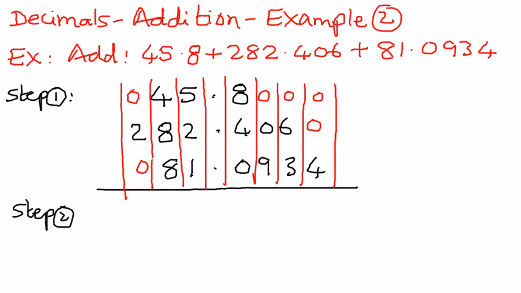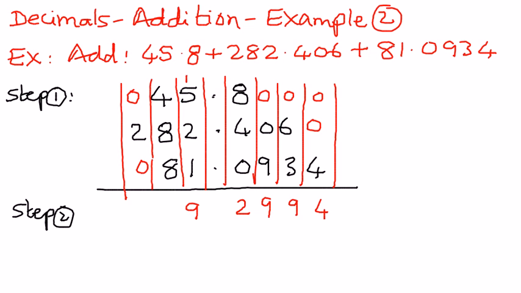So 0 plus 4 is equal to 4. 6 plus 3 is equal to 9. 9 plus 0 is equal to 9. 8 plus 4 is 12. So we carry the 1 and then bring down the 2 there. And then we have 5 plus 1 is 6. 6 plus 2 is 8. 8 plus 1 is 9.